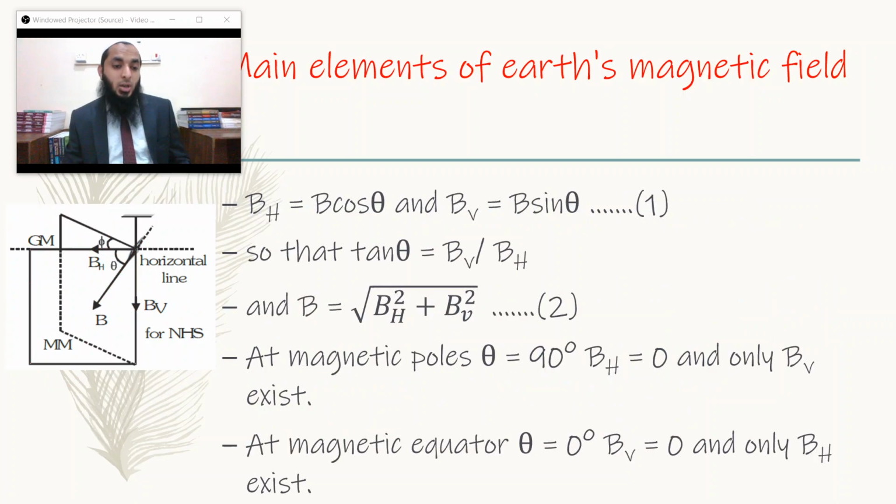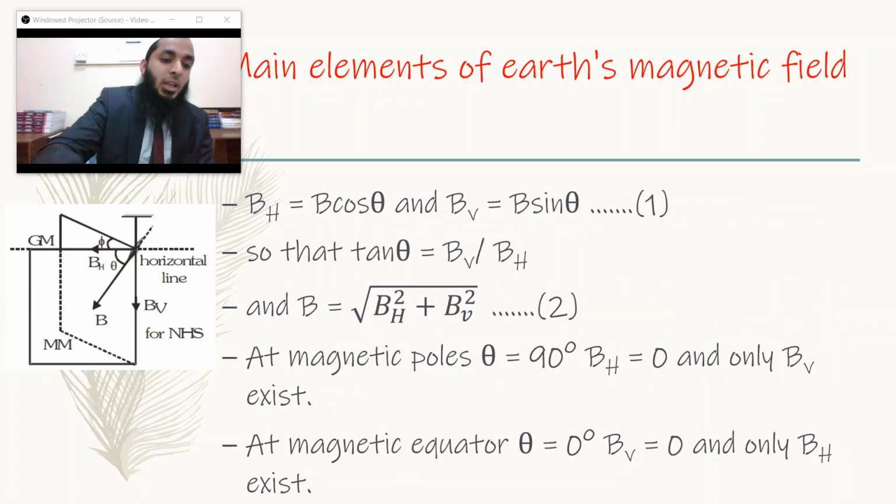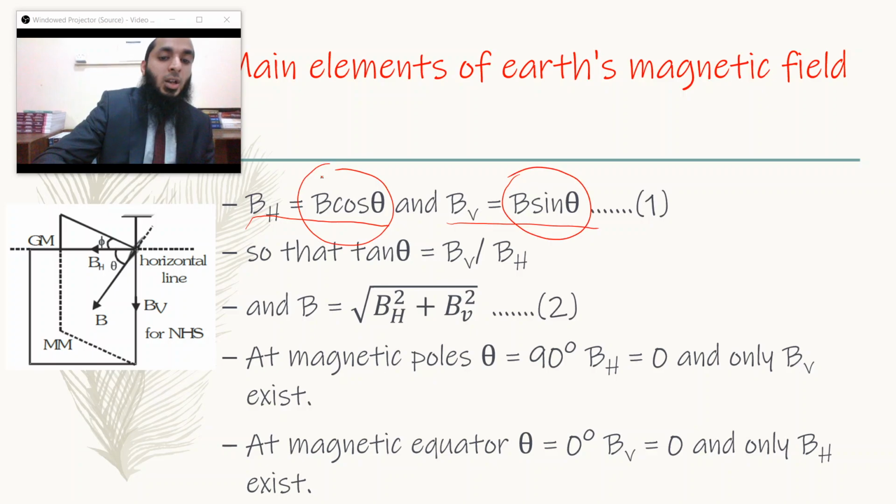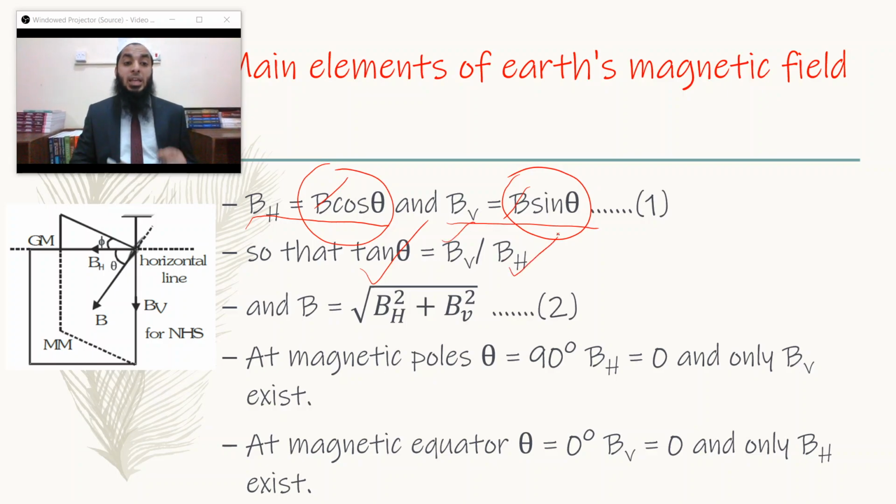Now let's proceed to the equations. We have discussed that the horizontal component is B cos theta and the vertical component is B sin theta. If I take the ratio of these two, B sin theta divided by B cos theta gives tan theta, because B gets cancelled. On the other side, you get BV divided by BH. So clearly BV divided by BH is tan theta.